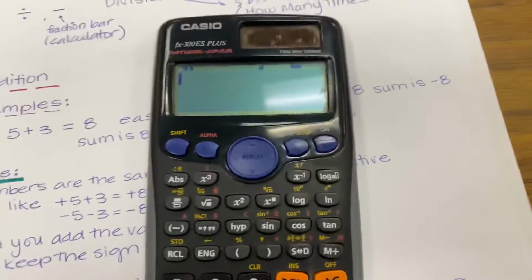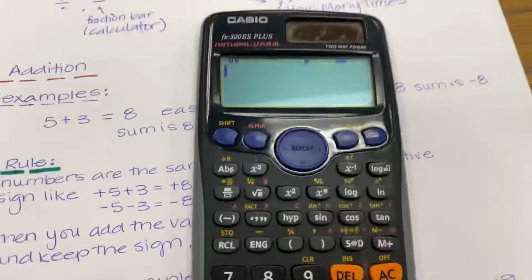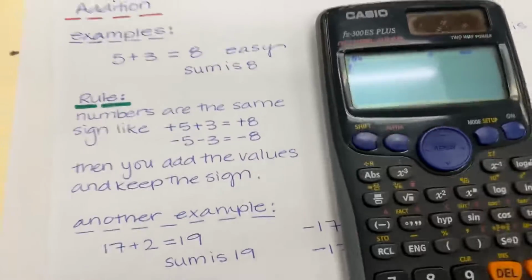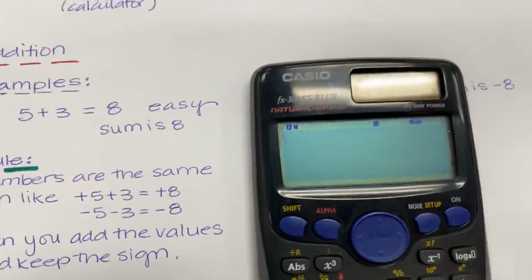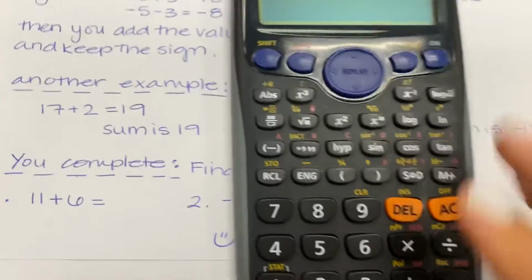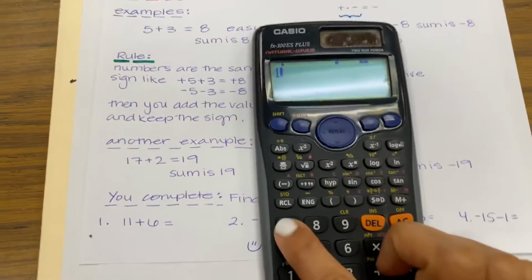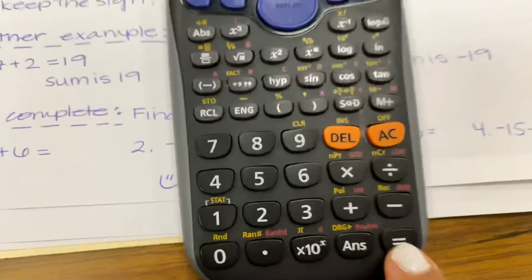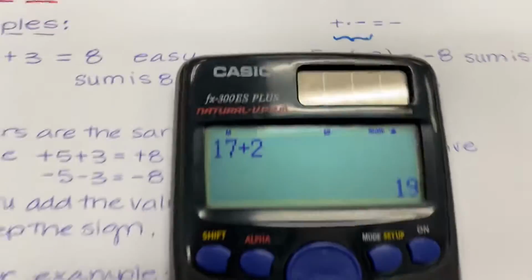So this calculator is great, and it's pretty inexpensive. Twelve bucks. Again, there's no shame in using a calculator ever. So, for instance, 17 plus 2, you know how to type that, right? Here's my 17 plus 2. You'd hit the equal sign, and voila, there's 19.